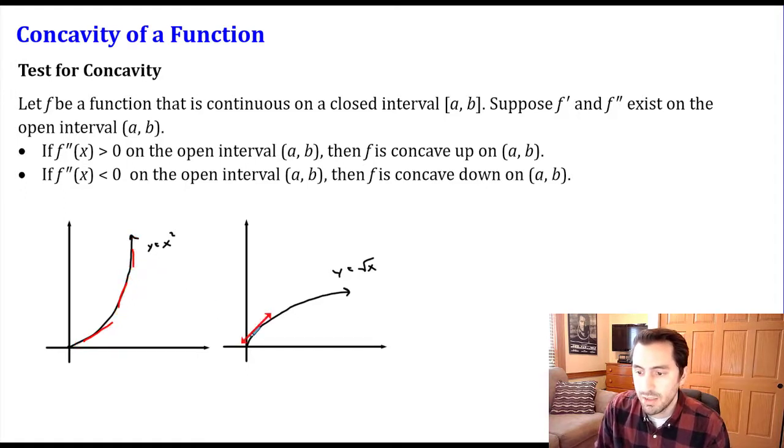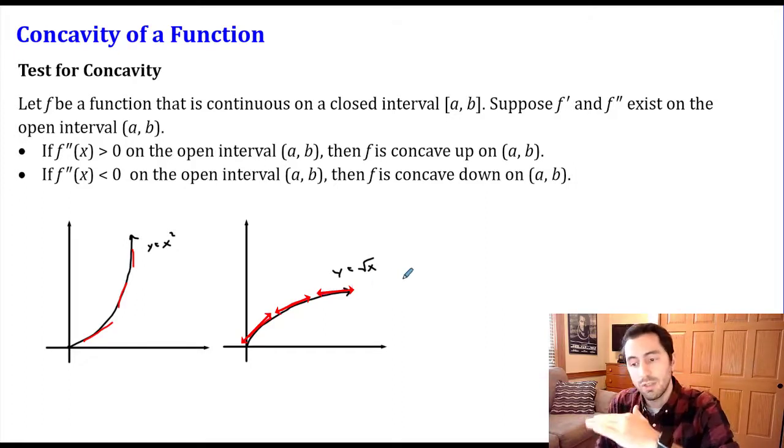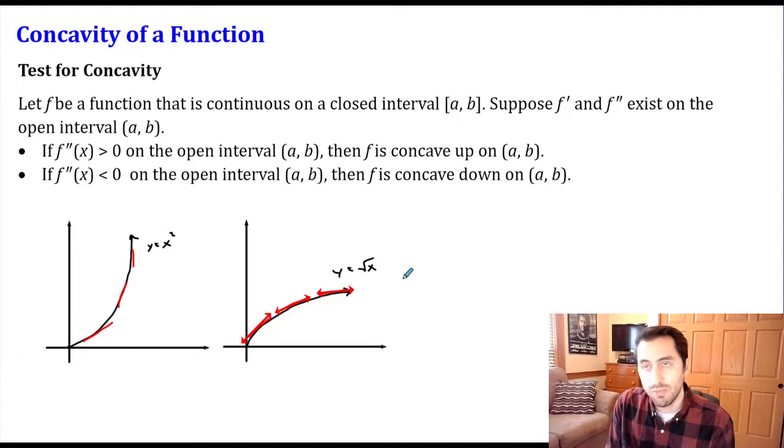If I take a look at the tangent lines on my square root function, as I move from left to right, these are getting less steep. They're flattening out. So the slopes of my tangent lines are decreasing. They're approaching 0, I could say, which means that the second derivative, which is the rate of change of the first derivative, has to be negative. They're decreasing.